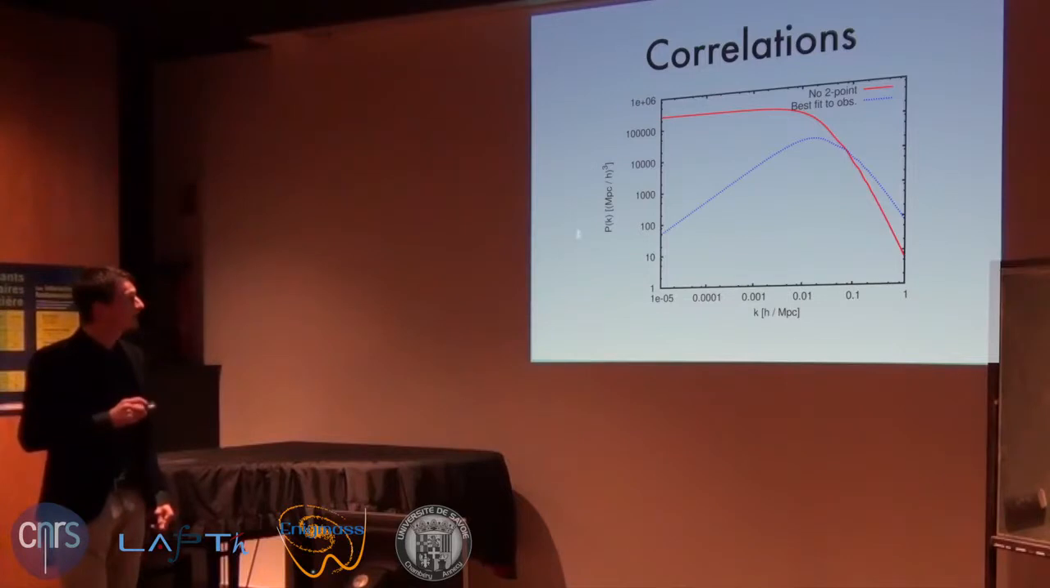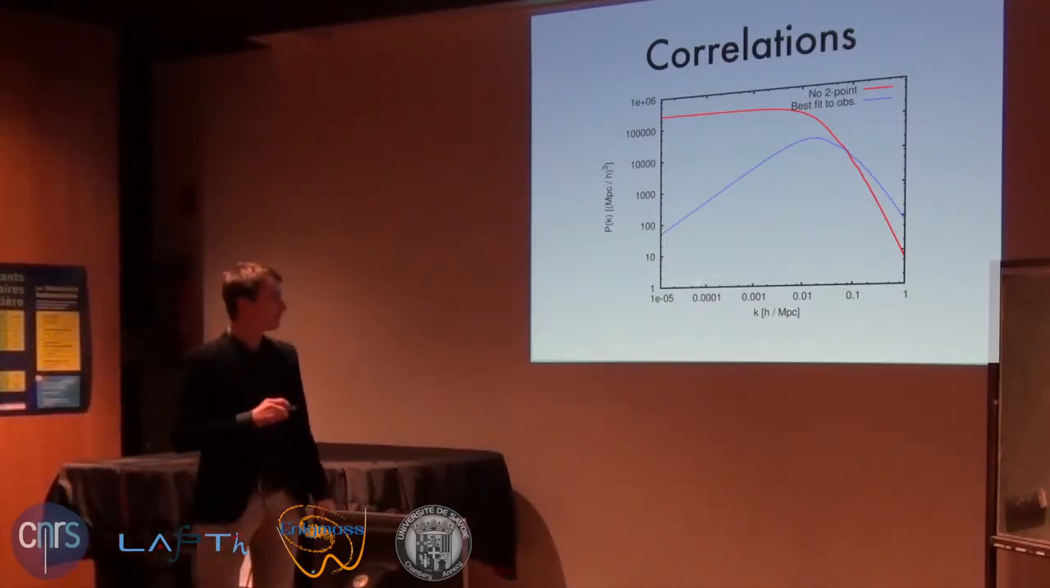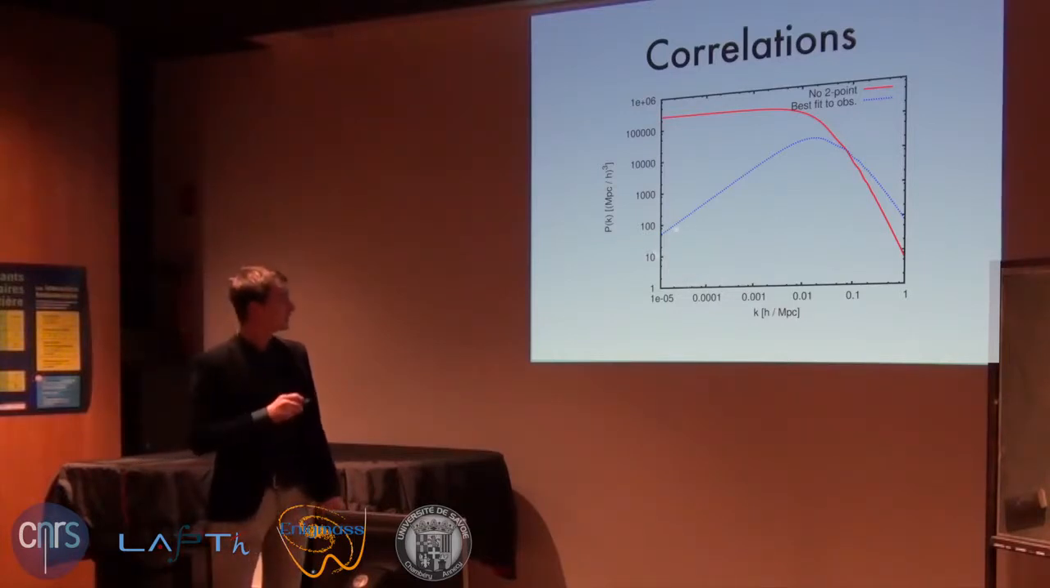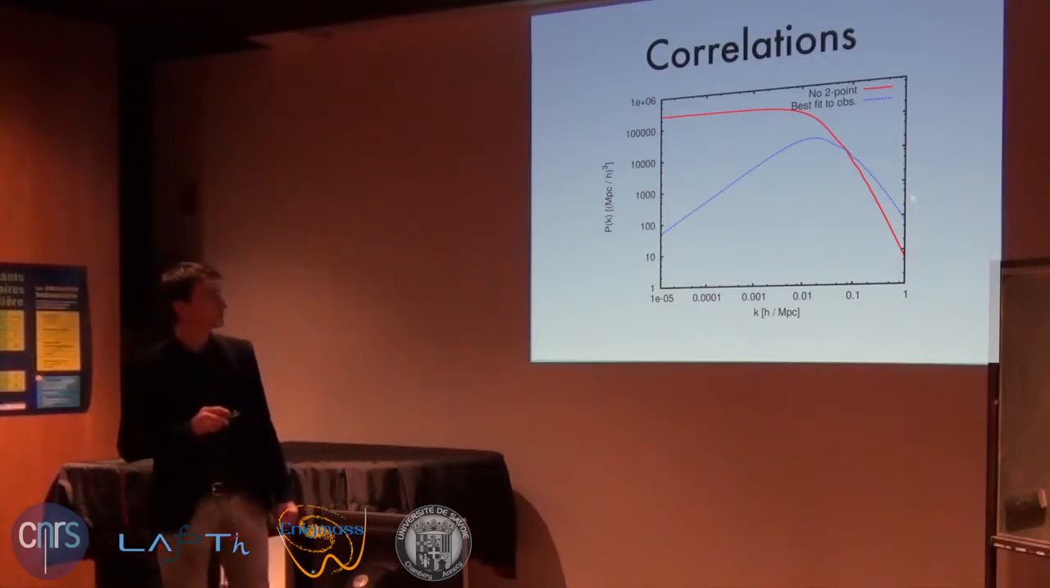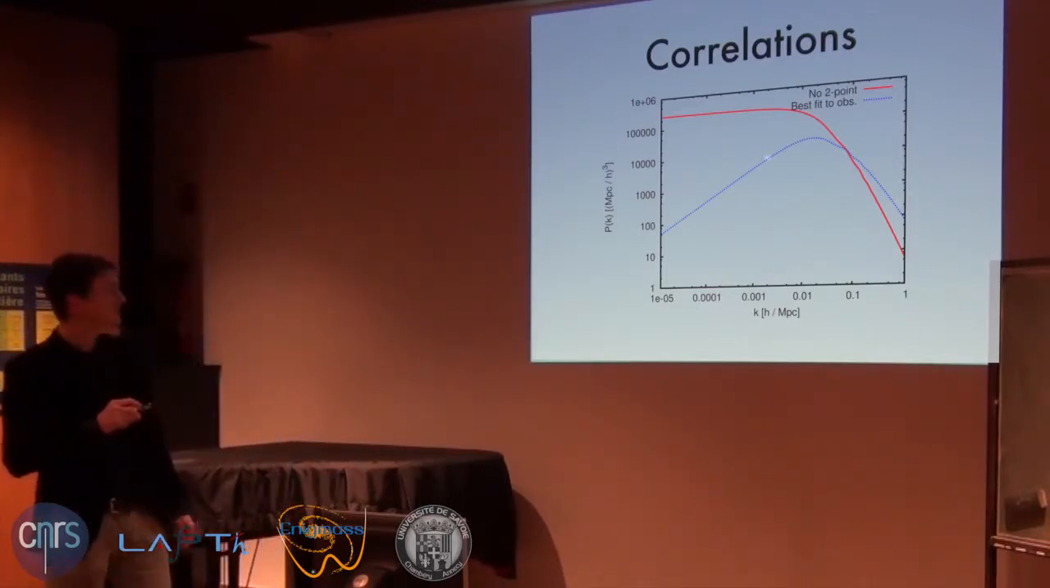So, what does it look like in the universe? Here is the power spectrum of density perturbations. We've seen that in previous lectures as a function of wave number k. So remember that large k corresponds to small scales, small k corresponds to large scales. The blue dotted line is the best fit matter power spectrum to observations. So observations prefer this distribution of density perturbations.